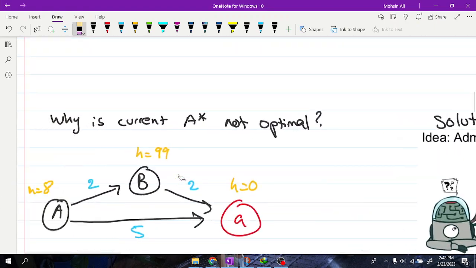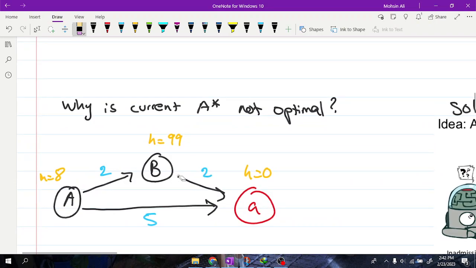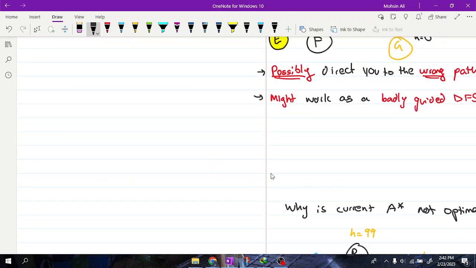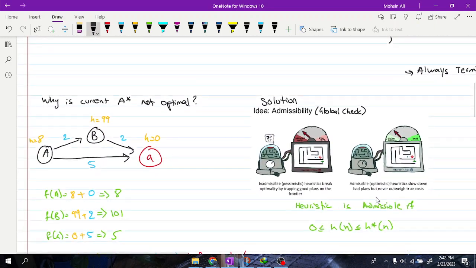The counterexample over here is a very small graph with nodes A, B, and G. And the way we're going to do this is we're going to calculate the f values for all of the nodes. I have already done that. So the value of f of A is going to be how much? It's going to be 8 plus 0, that's 8. So we start from A. Then I have f of B as 99.